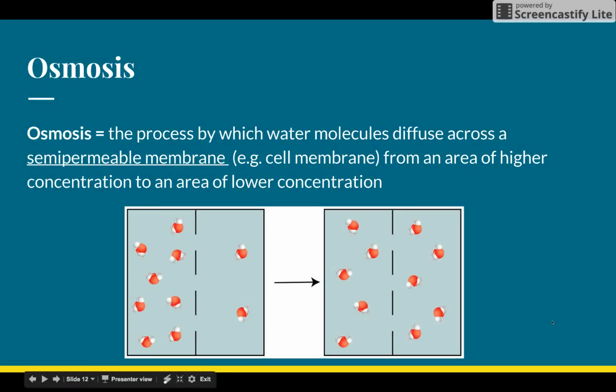So that wraps up our discussion about diffusion. Now we're going to talk about osmosis. Osmosis is very similar to diffusion. In fact, it is diffusion. However, anytime we have water molecules that are diffusing across a membrane, we call this osmosis. So osmosis is basically the diffusion of water molecules across a membrane. And the water, again, is moving from an area of high concentration to low concentration until it hits equilibrium.